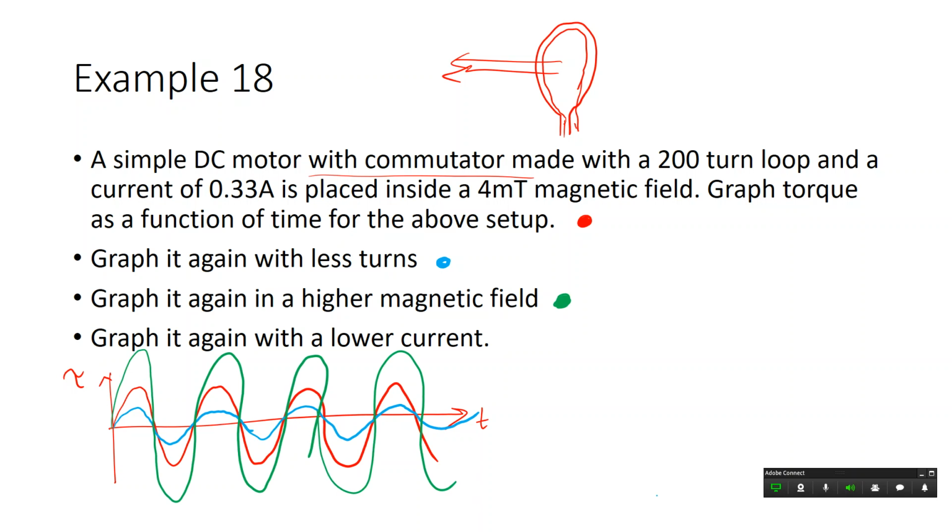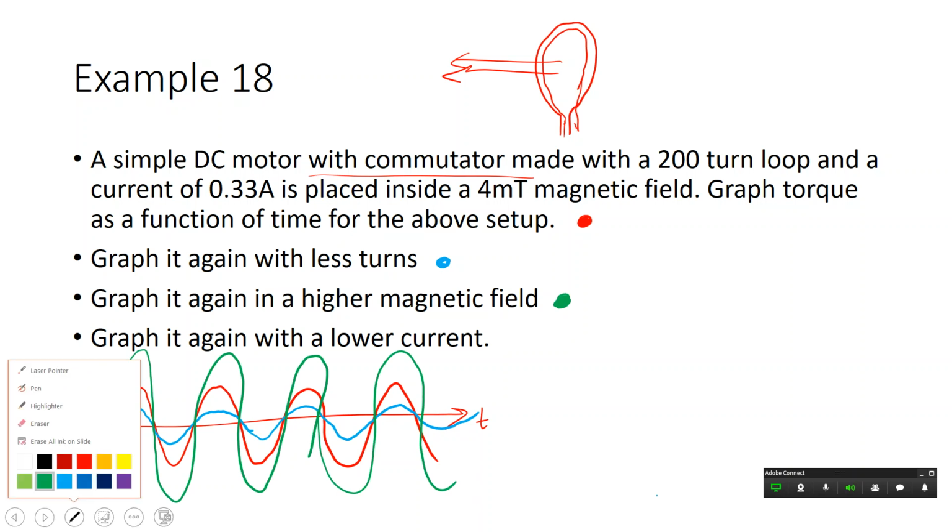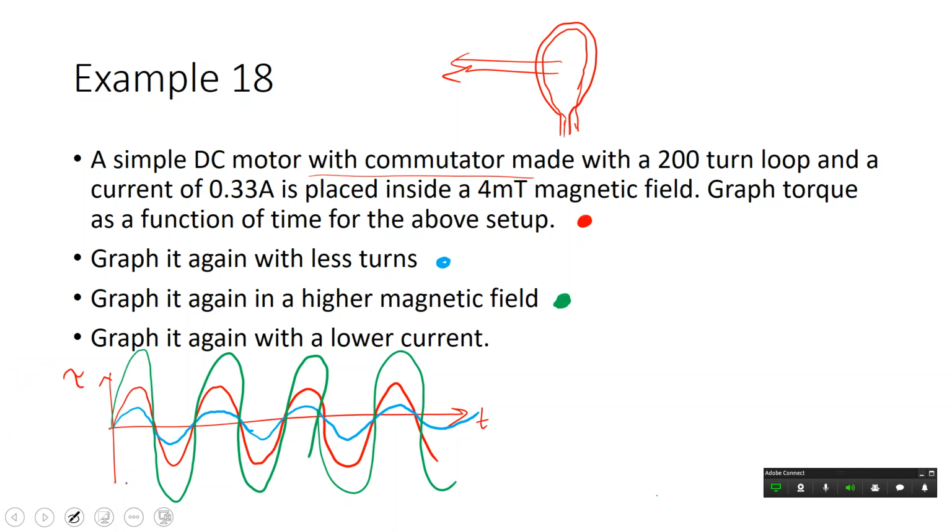Now what's going to happen if I lower the current? Smaller, less torque again. So I'm just going to, just for the sake of argument, make it smaller. It doesn't really mean that for a fact.